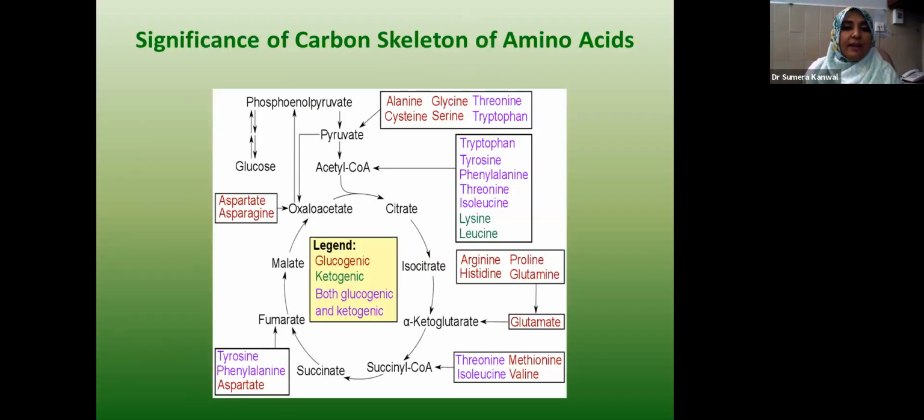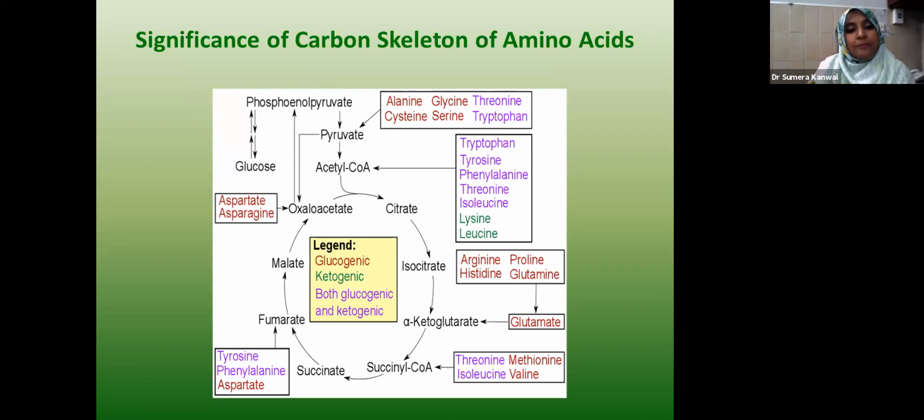So this is the significance of the carbon skeleton that is coming from the degradation of amino acids. This carbon skeleton is not considered a waste product even though it is coming from the catabolic pathway of amino acids, because this carbon skeleton has a worth. It can enter gluconeogenesis, it can enter the TCA cycle, it can enter fatty acid synthesis.